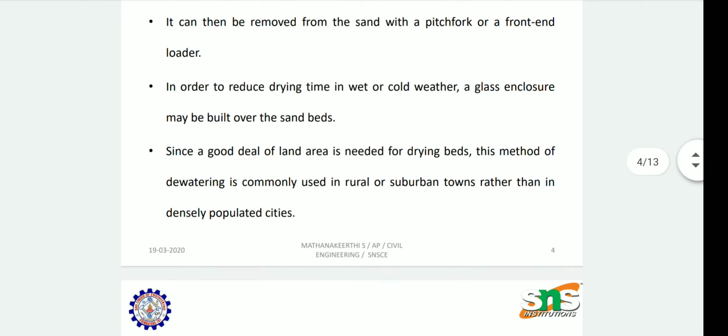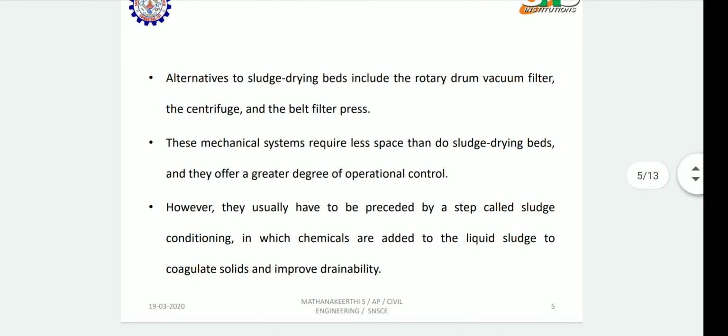a glass enclosure, a cover, or an open tank or a closed tank may be preferred. The alternative to the sludge drying beds includes the rotary drum vacuum filter. It consists of a rotary drum which rotates at a slow rotation. During its rotation, it dewaters the sludge. The water which is dewatered from the sludge again enters a sedimentation tank, continues to sediment there, and is removed again.